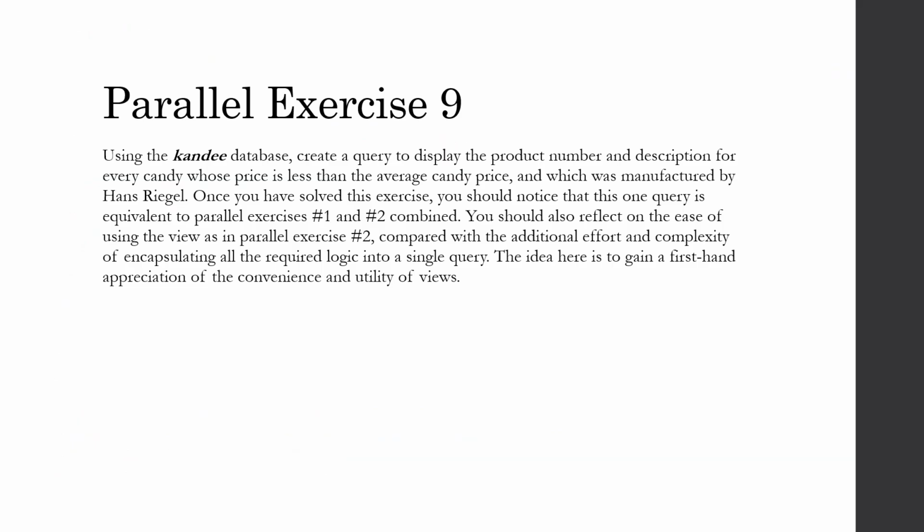Parallel exercise 9. Using the candy database, create a query to display the product number and description for every candy whose price is less than the average candy price and which was manufactured by Hans Riegel. Once you have solved this exercise, you should notice that this one query is equivalent to parallel exercises 1 and 2 combined. You should also reflect on the ease of using the view as in parallel exercise 2 compared with the additional effort and complexity of encapsulating all the required logic into a single query. The idea here is to gain a first-hand appreciation of the convenience and utility of views.